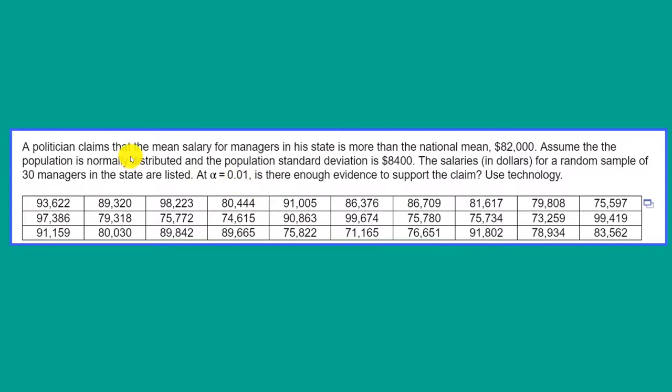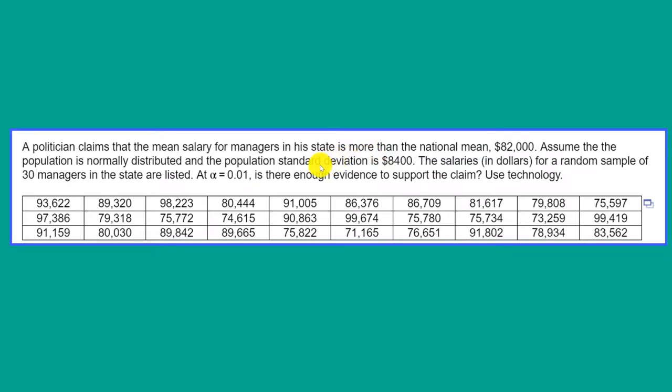that claim. Okay, remember you need to read the problem very carefully and look for the claim. And here it's spelled out for you. The claim is the mean salary for managers in this particular state is more than. Another key phrase, more than is a form of inequality. That's the greater than symbol. So that means it must be the alternative hypothesis because the null must always be a form of equality.